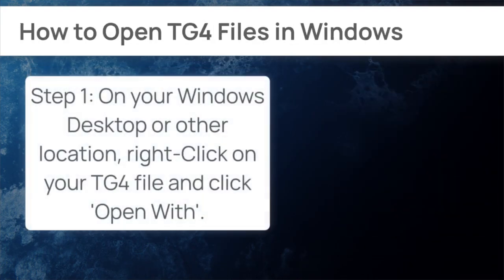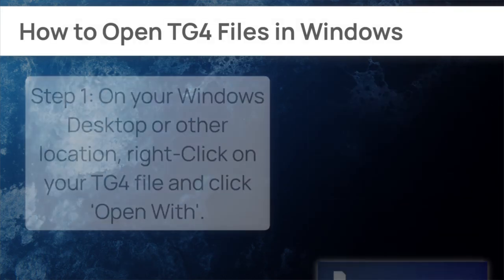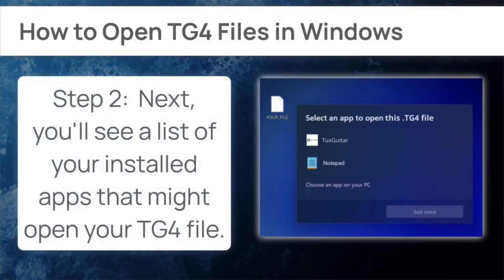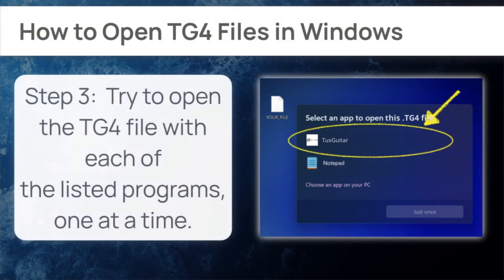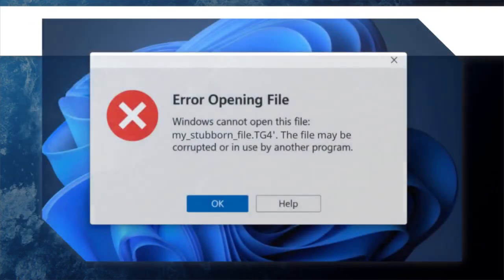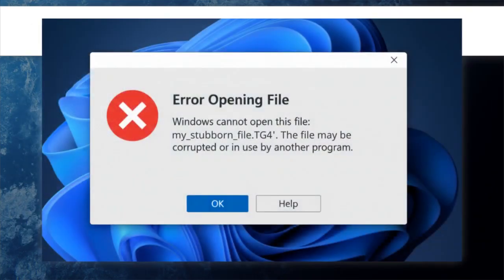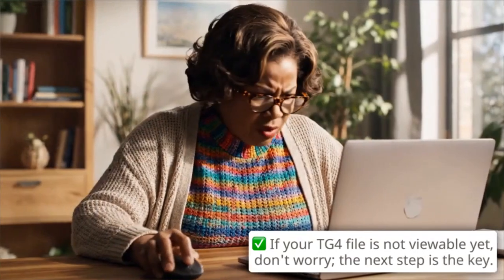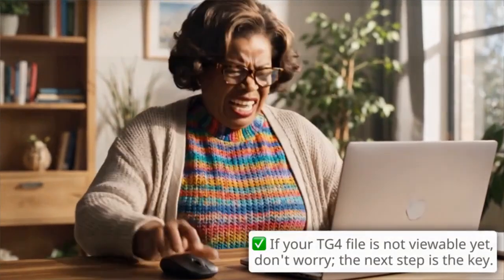The first action is to find a compatible app. Right-click your TG4 file and click Open With. Test TuxGuitar if available. If it is unavailable, choose another program. We need to find the specific decoder. If you are still having trouble opening the TG4 file, do not worry. We're going to test these common failure scenarios right now.